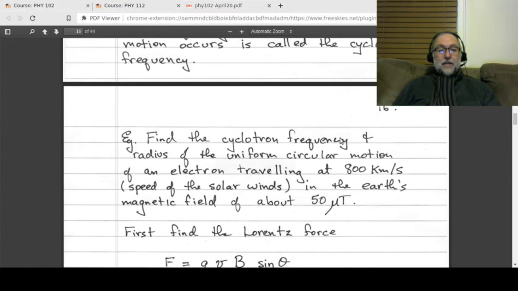Find the cyclotron frequency and radius of the uniform circular motion of an electron traveling at 800 kilometers per second. That's how fast the solar winds are. They're 800 kilometers per second, which is really fast.